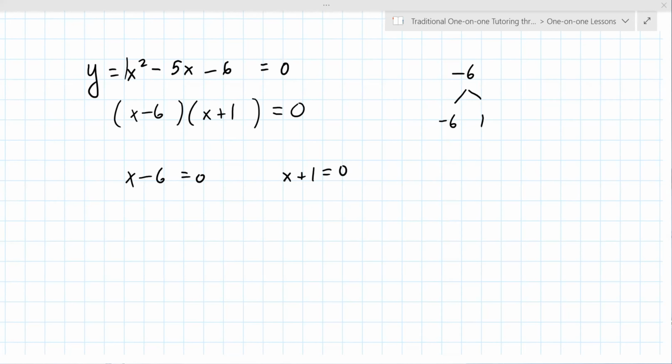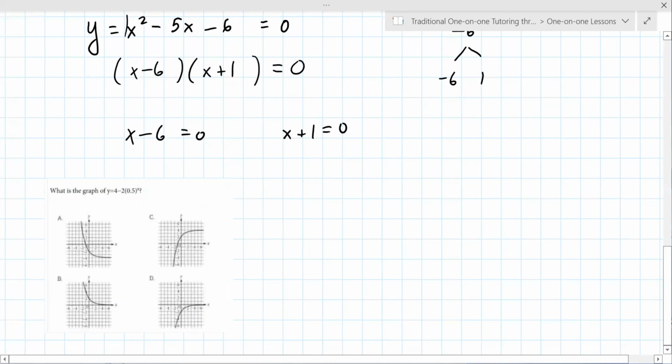So the reality is that most questions you're going to get do not require a calculator. Okay, but for some it could help. And I'll give you one next that I want you to graph on your own. Give it a try here on your own.